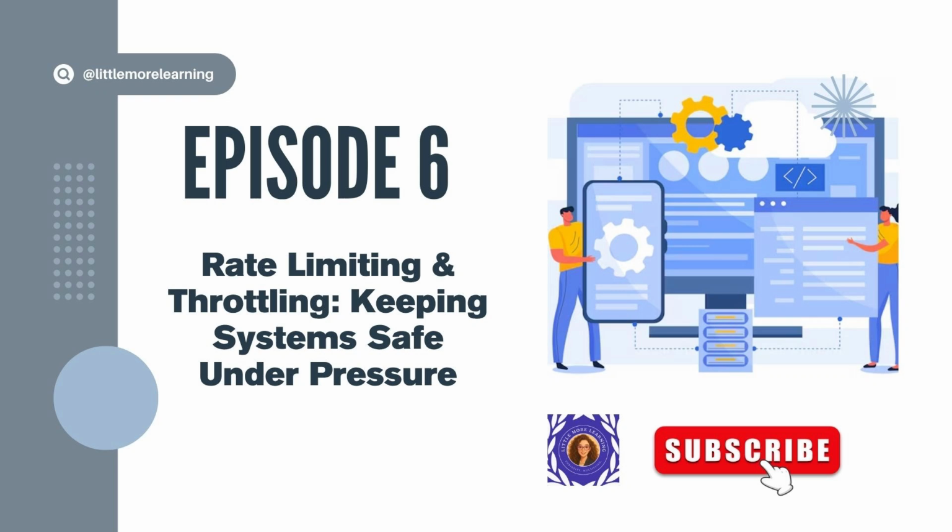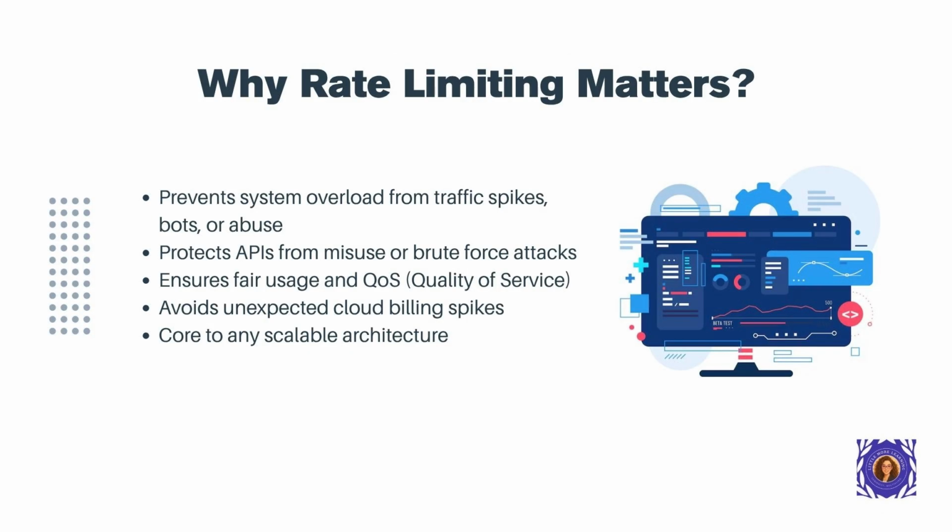Today, we're exploring a critical defense mechanism in building robust and resilient systems: rate limiting and throttling, keeping systems safe under pressure. Rate limiting is not merely an optional feature. It's a fundamental necessity for any public-facing or high-traffic system. Its importance stems from several key aspects.